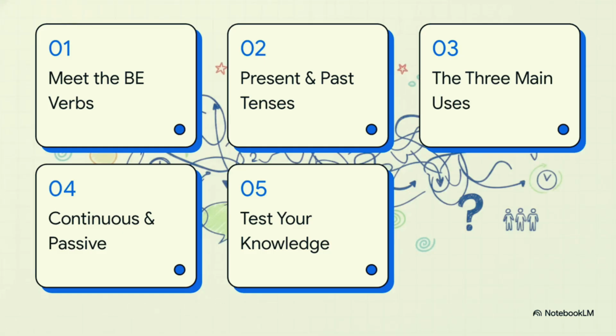So here's our roadmap for today. First, we'll meet the be verbs, then explore the present and past tenses. After that, we'll look at their three main uses, tackle the continuous and passive voice, and finally, test your knowledge.